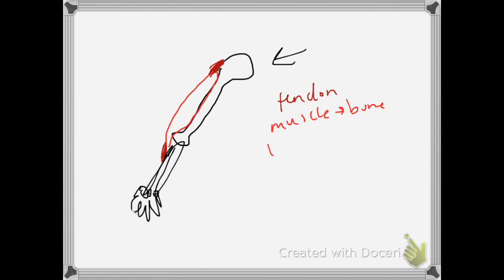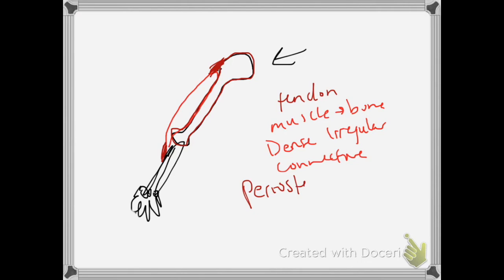And again, it's made of dense, irregular connective tissue. Interestingly enough, we just learned last unit of some other things made of dense, irregular connective tissue. If you remember this surrounding layer, this layer around bone, what did we call that? This layer around bone. That was called the periosteum. So this periosteum kind of just extends.